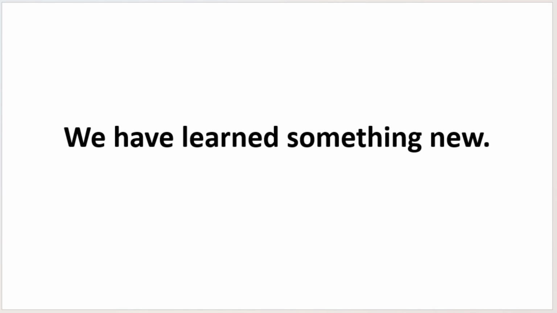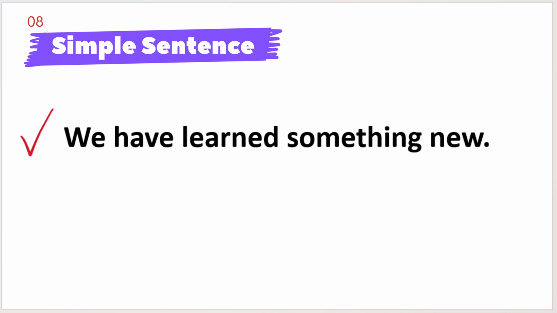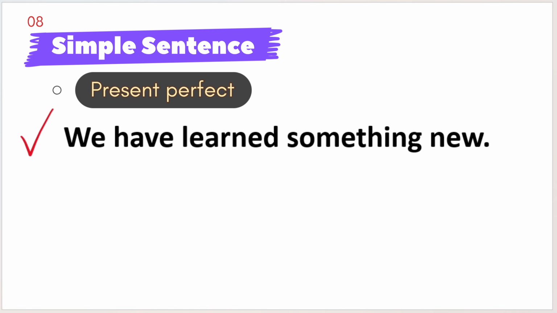Okay, today we start to get to know this simple sentence together. As we can see, come to study this simple sentence. Can you read it? We have learned something new. So you can see how many words are here. It has 5 words. We have learned something new. This sentence, you can call it a simple sentence, and it is in the form of the present perfect tense.